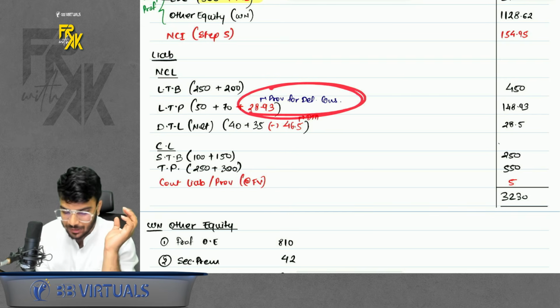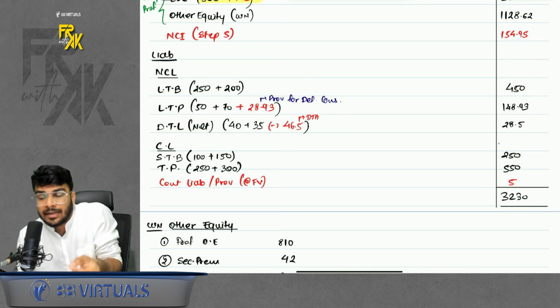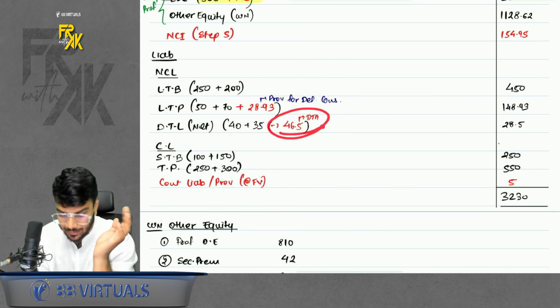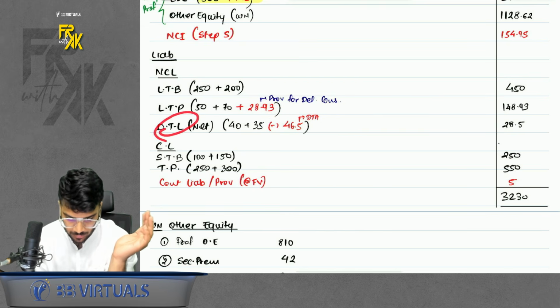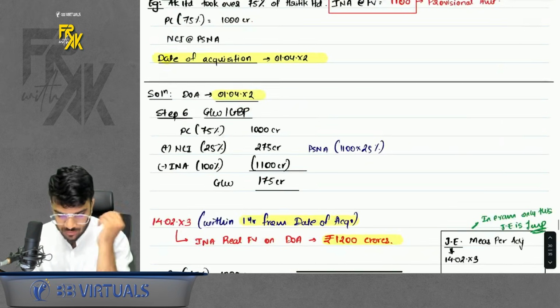First, whatever deferred consideration was there, you are not paying it today. It was leading to a liability creation today. So liability will increase. Okay. Then DTA, don't forget to adjust it with DTL. And then contingent liability at fair value ₹5, we will record it. Do practice this question. It is a very good question.